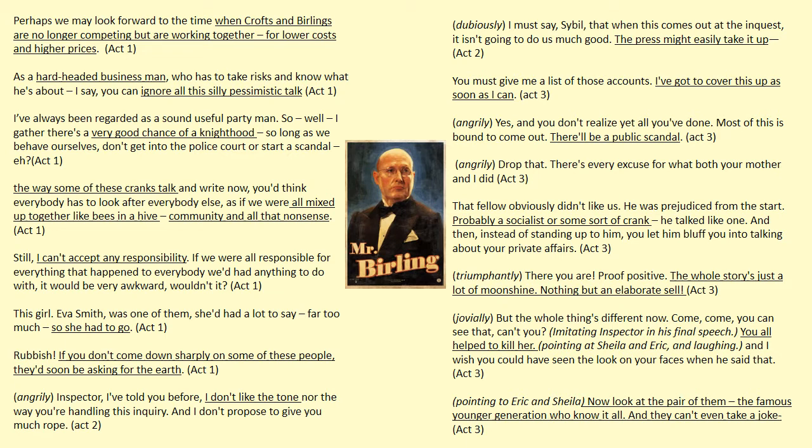But of course, as stories come out and we learn that the family isn't quite as it seems, he becomes less sure. You can see that the stage direction at the top says dubiously. When he finds out what his wife has done, he says the press might easily take it out. The press is the newspapers. He's thinking that this story will find its way into the paper and it might challenge his very good chance of a knighthood. So we see that he tries to use his power again.